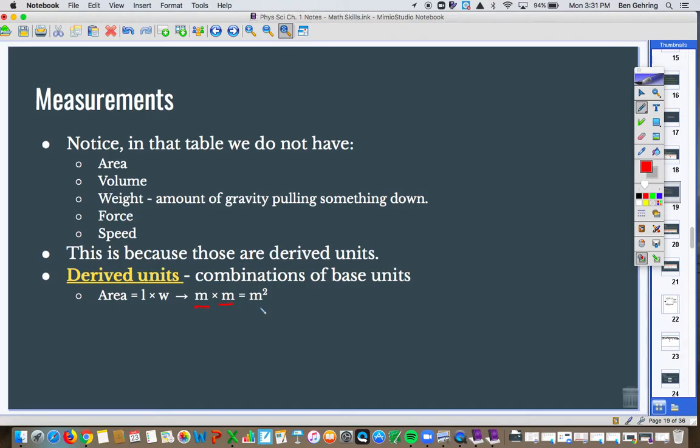For speed, the equation for speed is distance divided by time. Distance, we've talked, is measured in meters. So speed is the same as saying meters divided by time, which is measured in seconds. So your units for speed are meters per second. That's an example of a derived unit. It's something we would derive in class or in science.